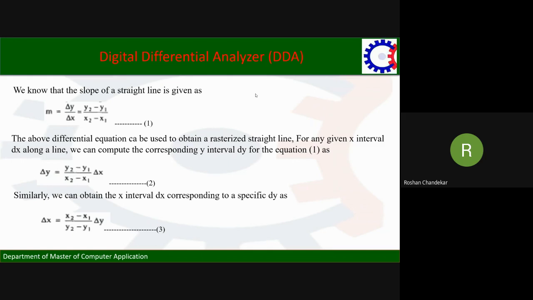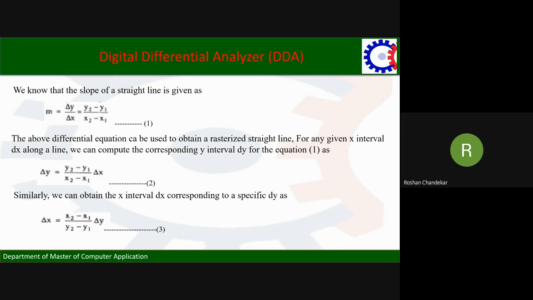Why is the name called the digital differential analyzer algorithm? Because from the point x1, y1 to the point x2, y2, we have to generate that number of pixels that lie in between, whose intensity we have to highlight. Hence it is called the digital differential analyzer or DDA algorithm. So let's discuss the algorithm: by using the DDA algorithm, how we can draw or generate a line.